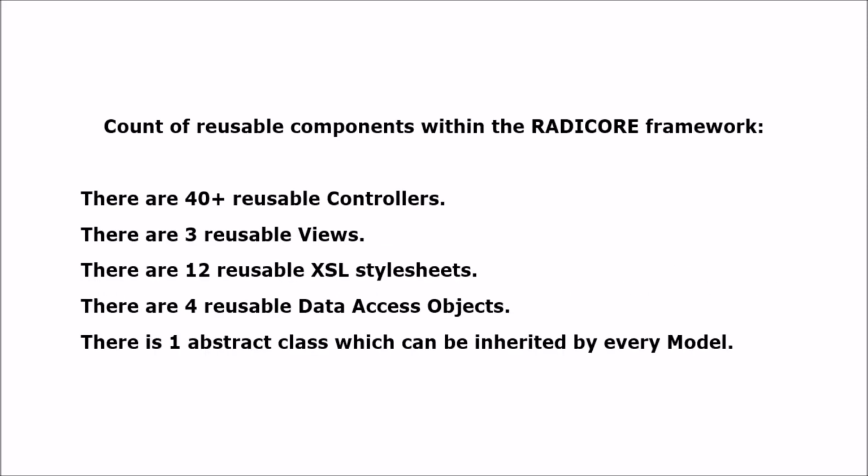Here is a count of the reusable components within the Radicore framework. There are 40+ reusable controllers. There are 3 reusable views. There are 12 reusable XSL style sheets. There are 4 reusable data access objects. There is one abstract class which can be inherited by every model. I have yet to see the same volume of reusable components in any other framework.